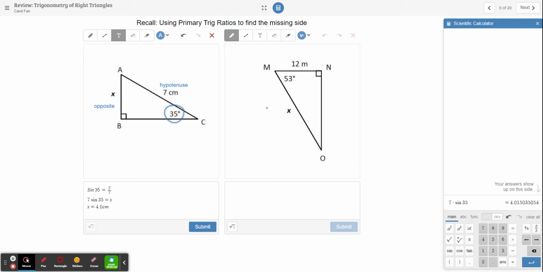Okay, let's look at our second example here. We have triangle MNO. We need to find side x. We are given the working angle of 53 degrees. Well, first of all, I know that x in this case is our hypotenuse. And since this is my working angle, 12 meters is going to be our adjacent. This is the side that's in between our two angles.